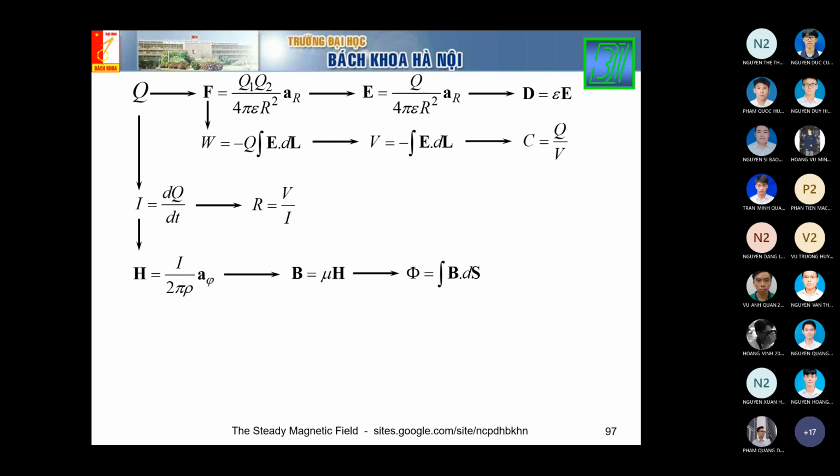5 minutes ago, we knew that from H, we can define the scalar magnetic potential, Vm. This is the definition of the scalar magnetic potential. And from B, we define the vector magnetic potential. So in this chapter we knew 5 very important quantities. They are H, B, phi, Vm, and A.